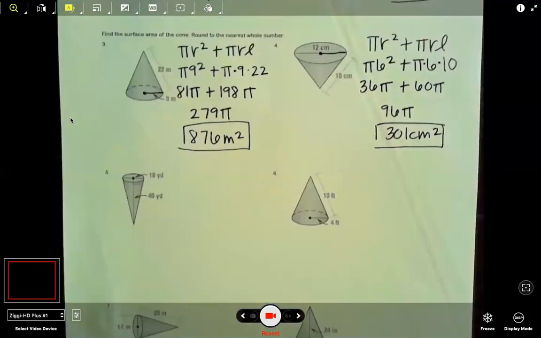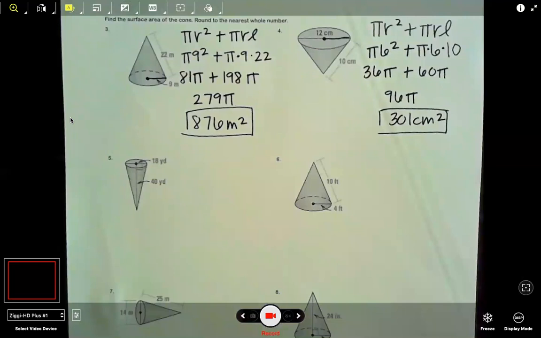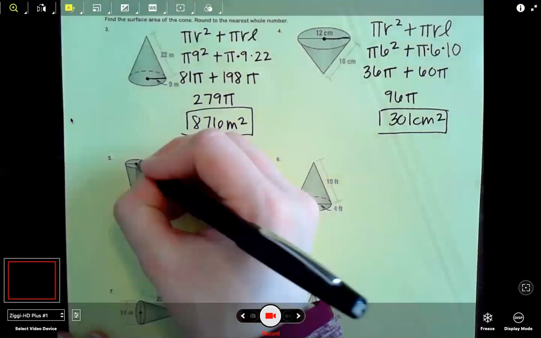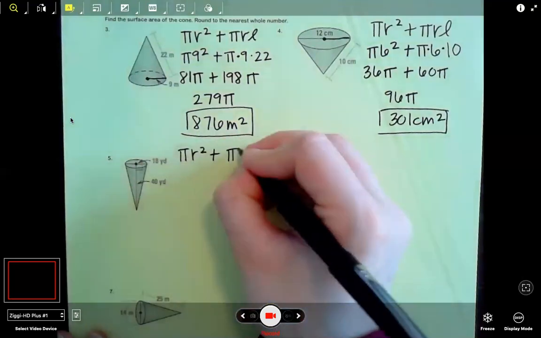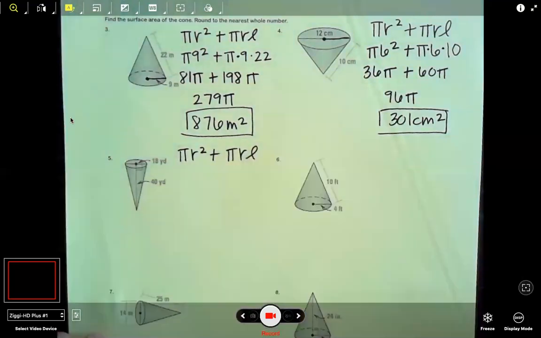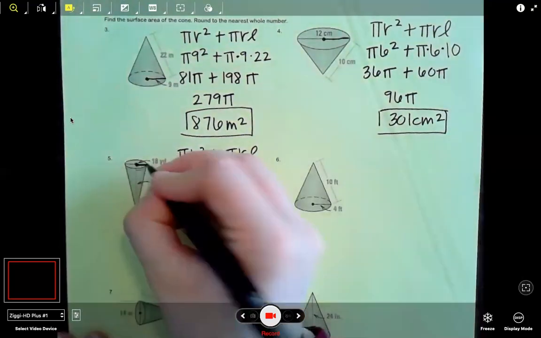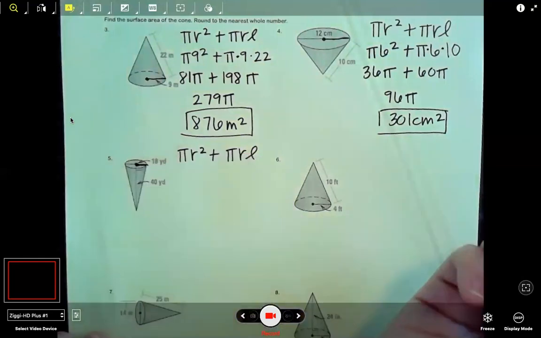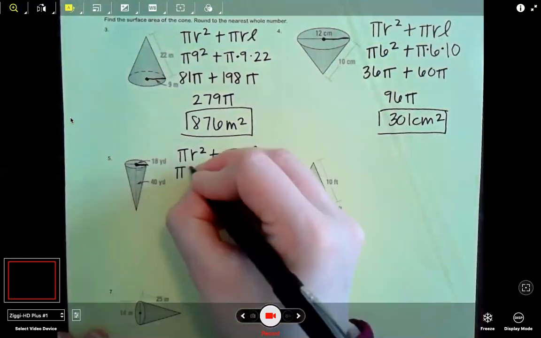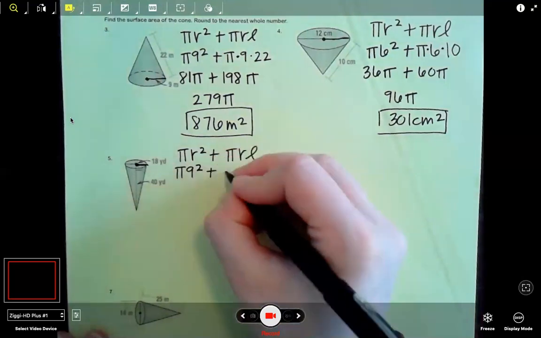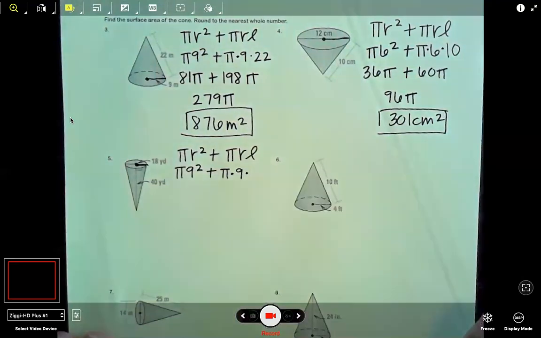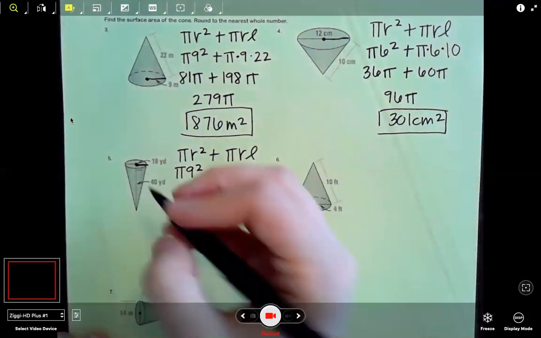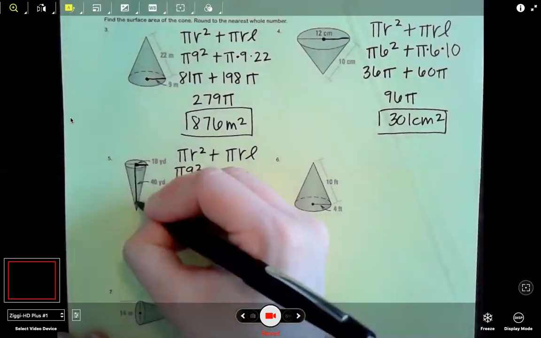Let's try 5. Pi r squared plus pi r L. Okay, this time, what is our radius? 9. Yep, good work. Do we know our slant height on this one? No. 40? No. That's the height. So now what do we have to do to get that slant height?